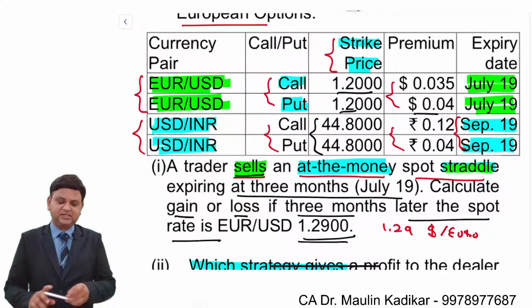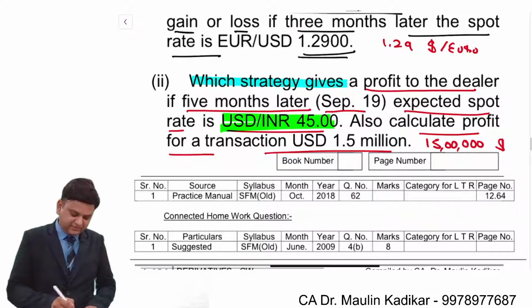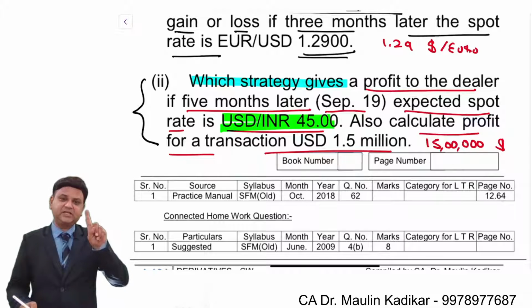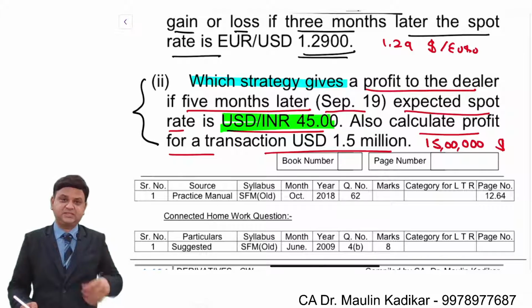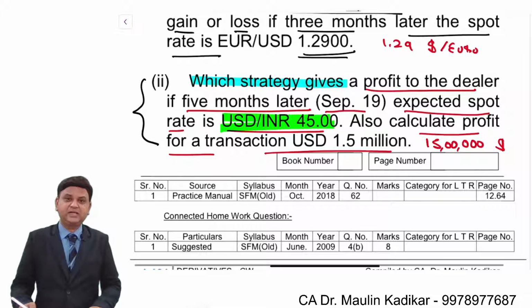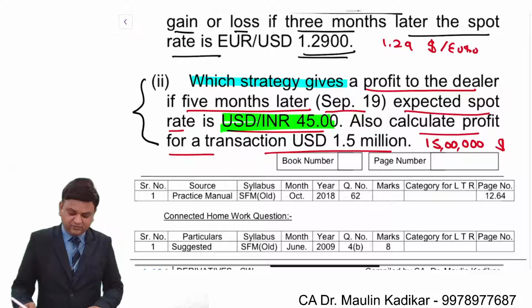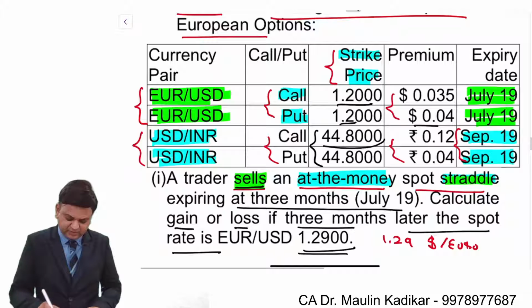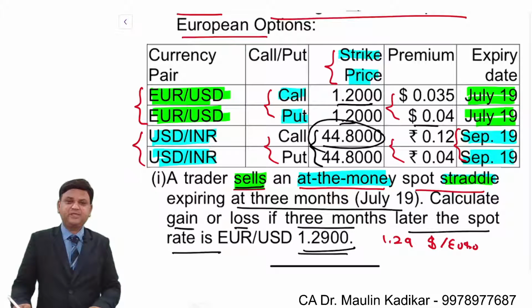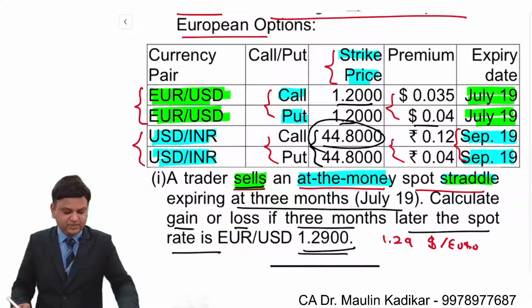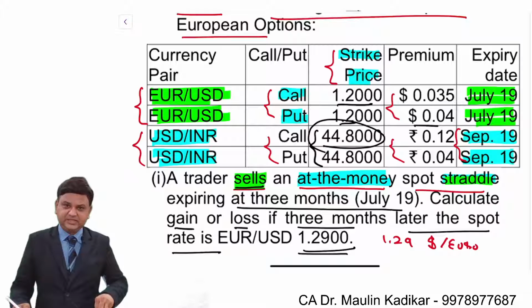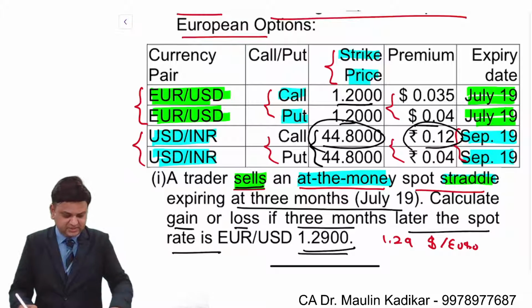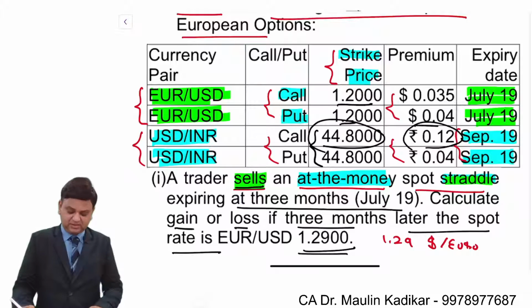Dear students, we understand like this. The second part of the question does not have a single answer. It has multiple answers. One answer that you can have is like this. Listen carefully. This spot is exceeding the exercise price 44.8. So let's say you purchase the call option, simple. So 45 minus 44.8. You get the payoff of 20 paise minus the premium of 12 paise. So there is a net profit of 8 paise.